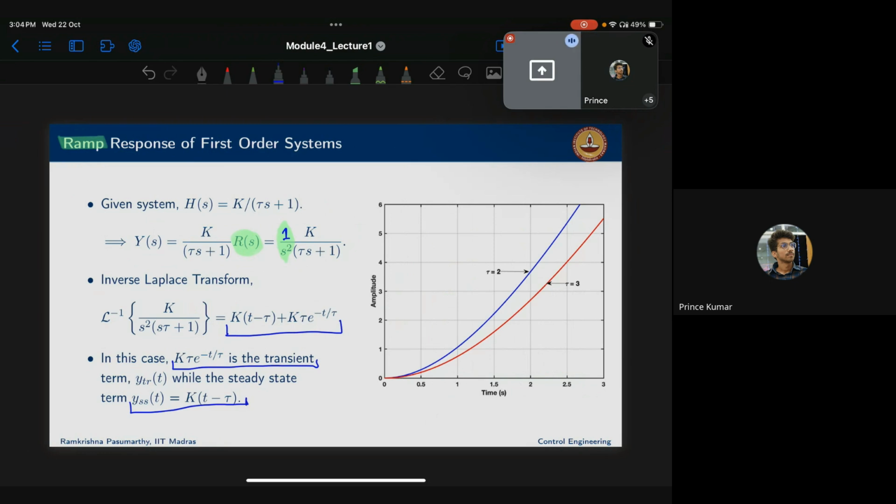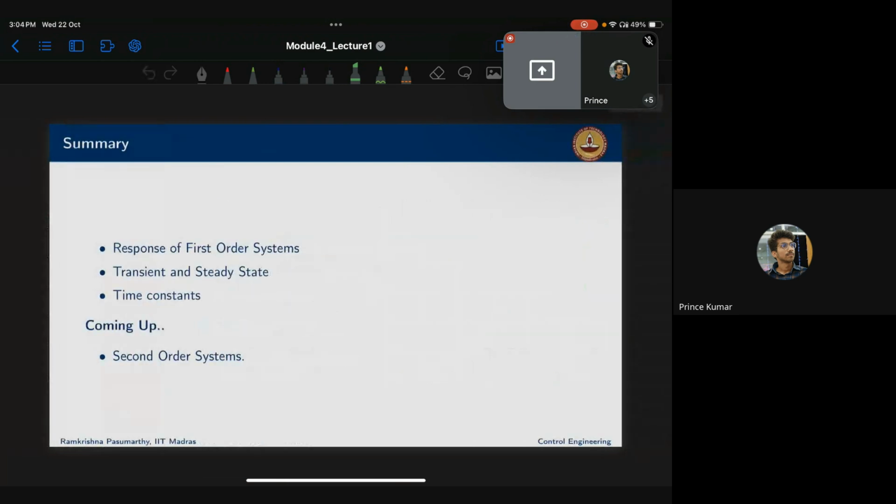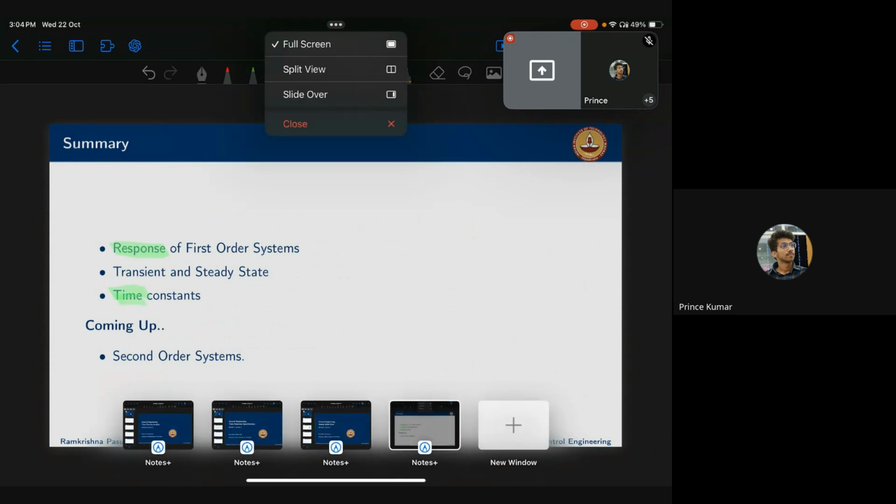Again, for different values of tau, you can see the response. When tau is 2, when tau is 3. When tau is 2, the response will be faster. When tau is 3, the response will be slower. So what we saw here is a quick look at the response of a first order system for different inputs, and the definition of time constant. Okay, next.